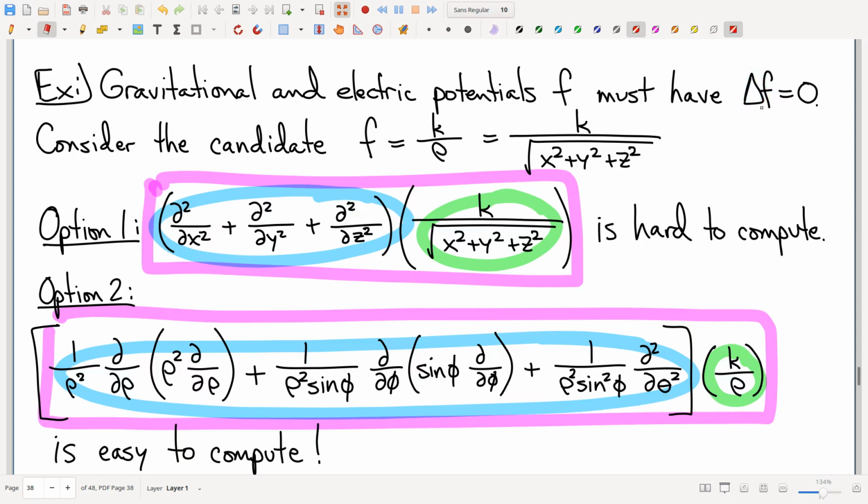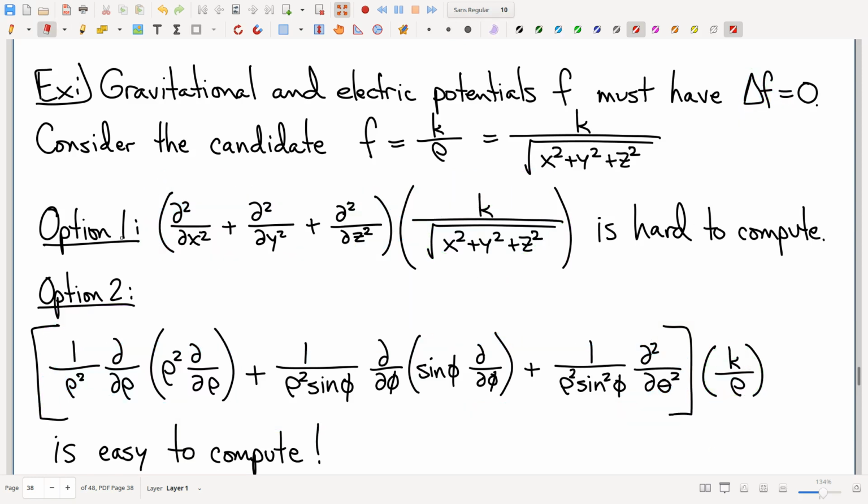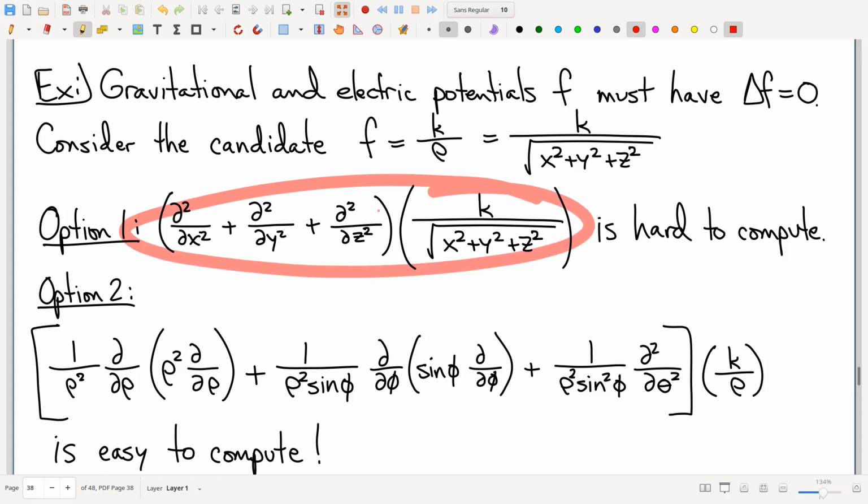Turns out this spherical calculation is way easier than the rectangular calculation. This one I'm going to let you do on your own because it's not the worst thing in the world. I've survived having done this a few times in my life.